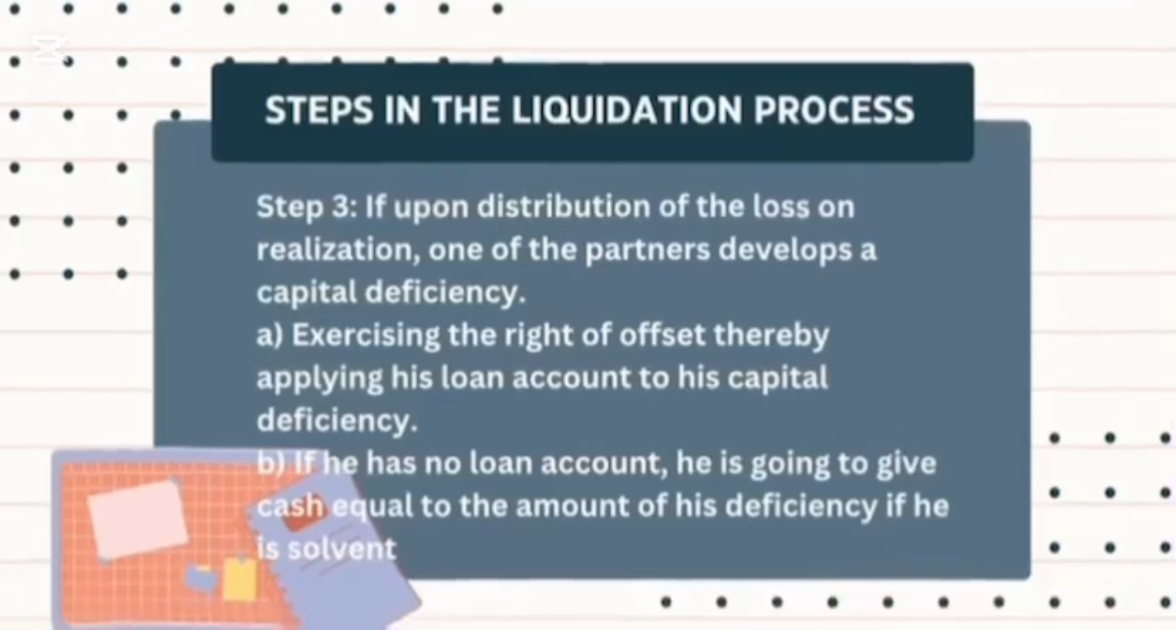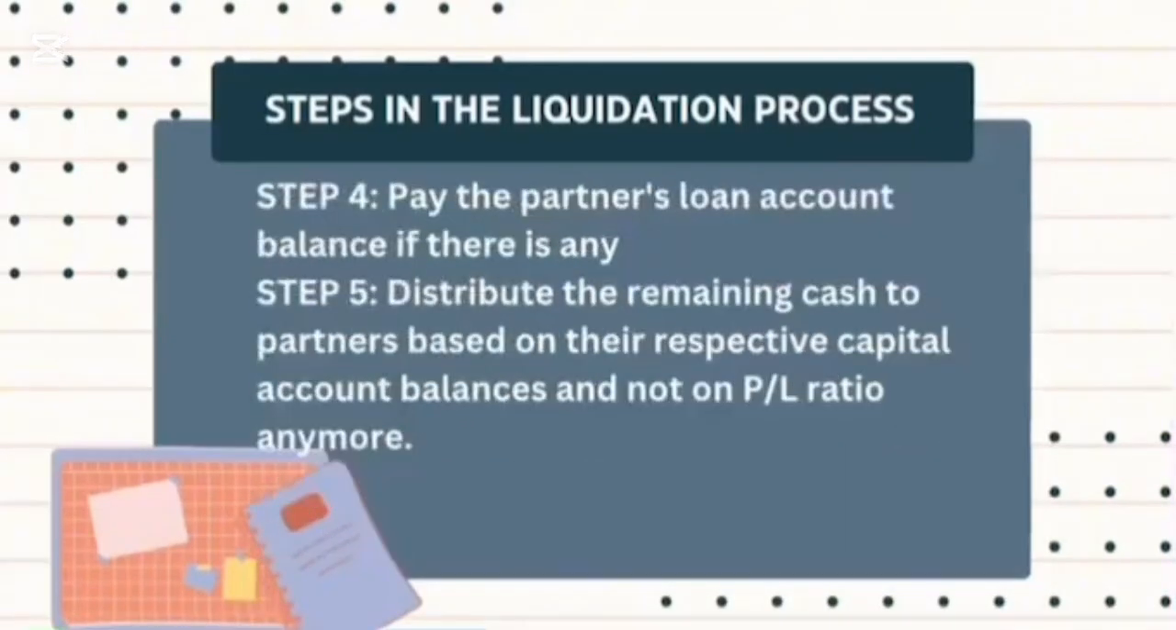Step 4. Pay the partners' loan account balance if there is any. Step 5. Distribute the remaining cash to partners based on the respective capital account balances and not on the P/L ratio anymore. The given steps in the liquidation process are in accordance with the law of partnership as required in establishing a priority on cash payment as follows.